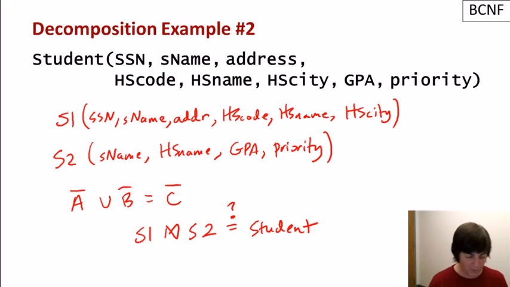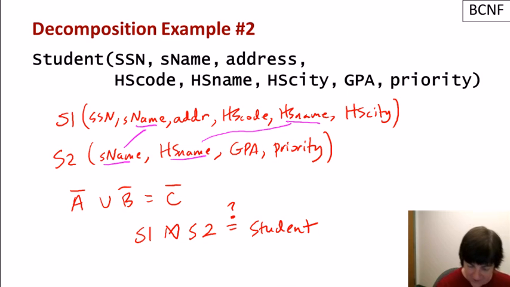When we join back, we'll be joining, in this case, on the student name and the high school name. And likely these are not unique values. So when we join back, we may be getting information together that doesn't really belong together. And again, we'll be formalizing that and seeing additional examples momentarily.